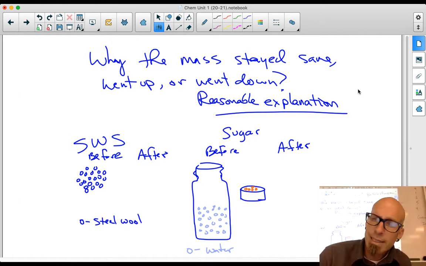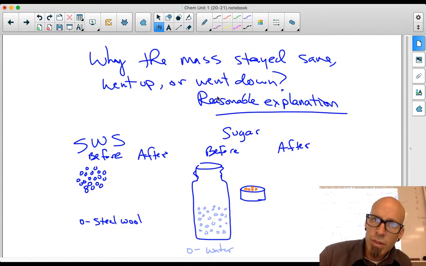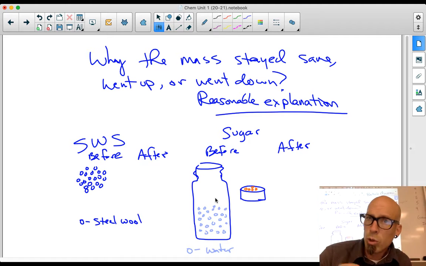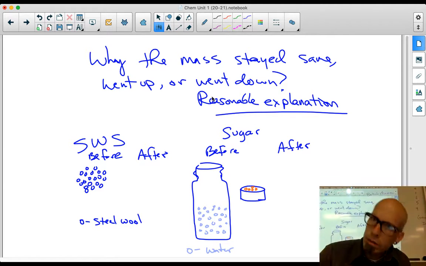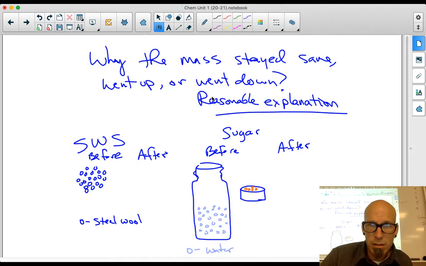If your mass stayed the same, your particle diagram should agree with why you think the mass stayed the same. If the mass went up, then your particle diagram should show how it's possible or why the mass went up. If the mass went down, then your particle diagram should show the reasoning behind why your mass went down. So hopefully that makes sense. So that's what we were doing in class.